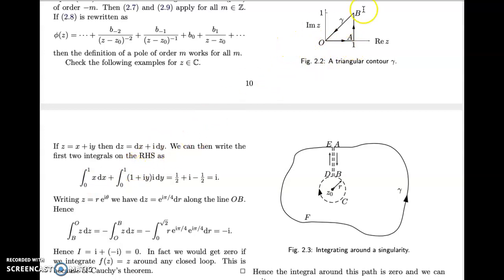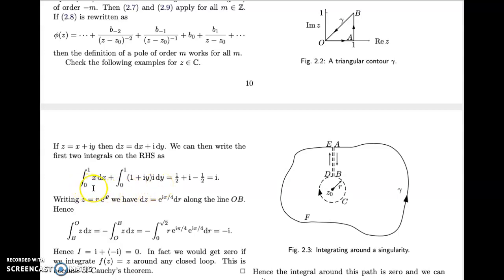Then up here from A to B, what happens? Well, x is 1, and so we've got z equals 1 plus iy, and dz is simply, since there's no change in x, i dy. So we multiply by i dy. Multiplying this out, what do we get? Well, it's i minus y dy.